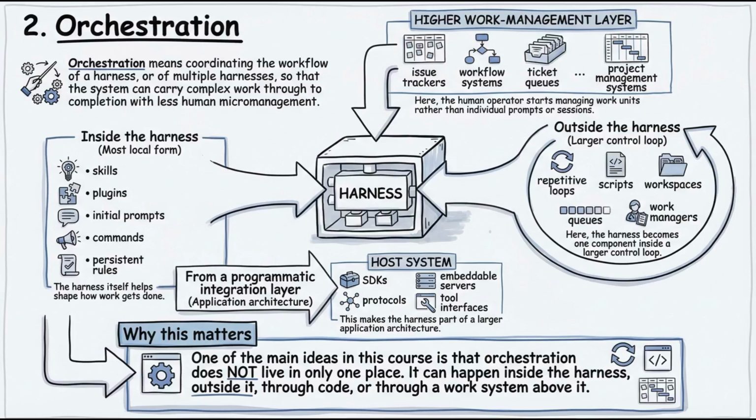Instead of managing individual prompts or chat sessions, you start managing broader units of work. So why does all of this matter? One of the core takeaways of this course is understanding that orchestration does not live in just one place. It is highly flexible. It can happen locally inside the harness, structurally outside of it, programmatically through code, or from the very top through a high-level work system.